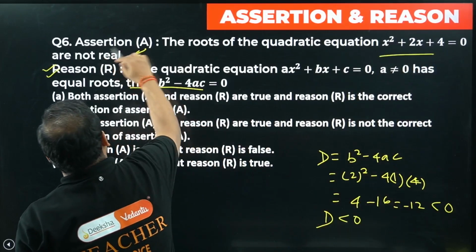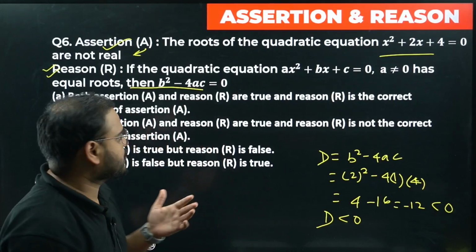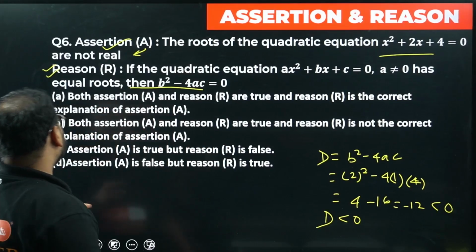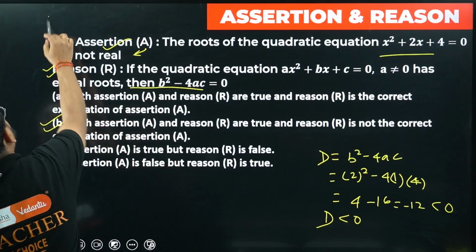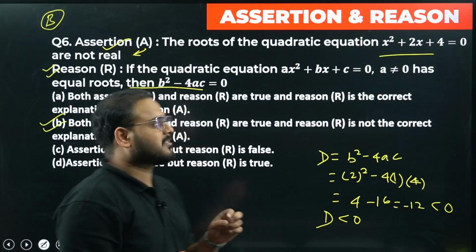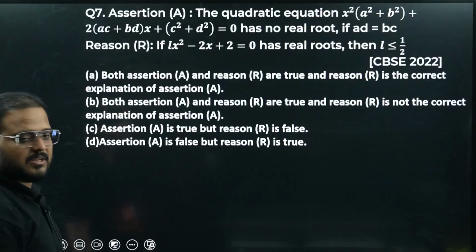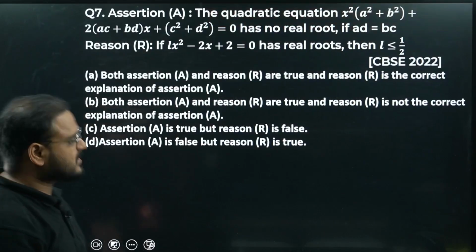So assertion is also true. Assertion true, reason true, but the reason doesn't explain the assertion. So option number B is the correct answer. Moving on, I hope this is clear. Yes, let's move on to question number 7.